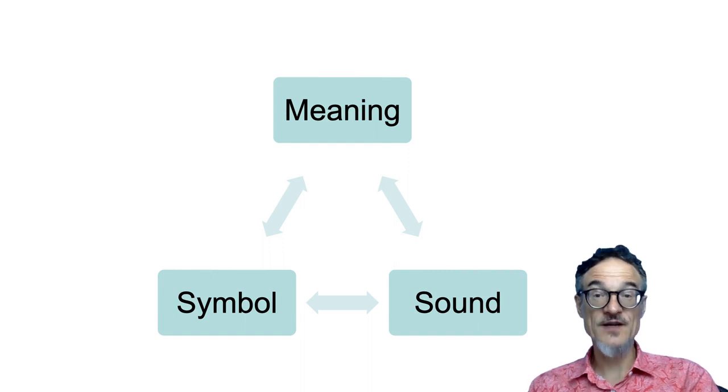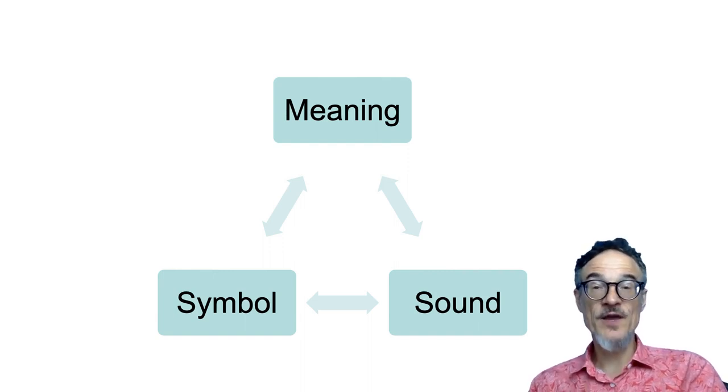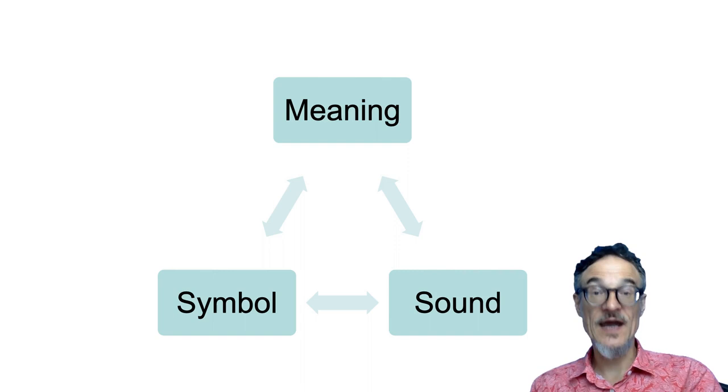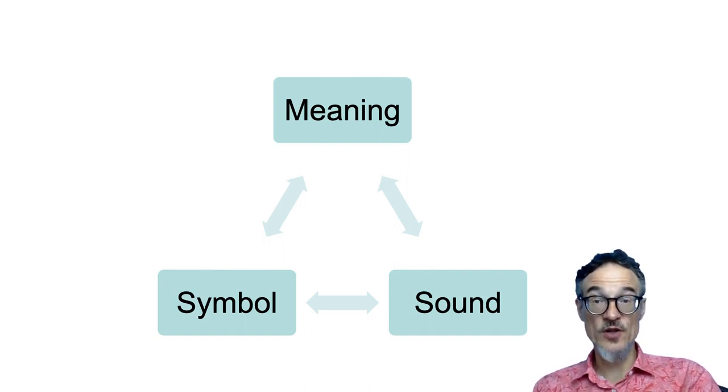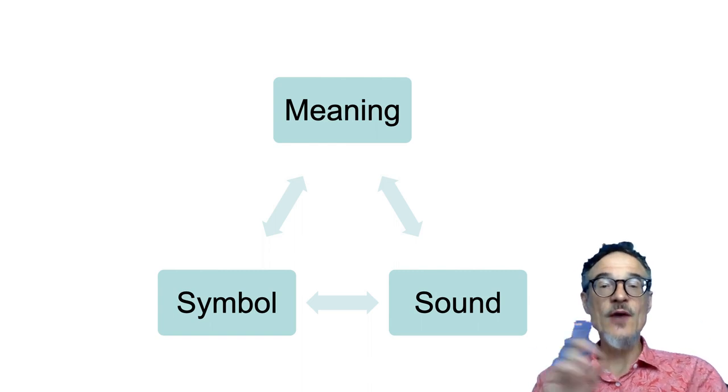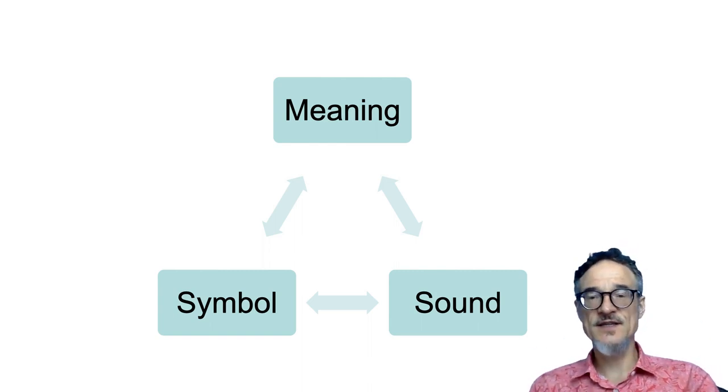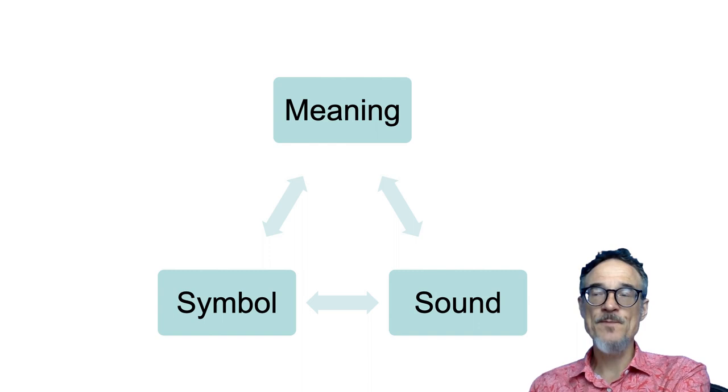They have some kind of connection to the meaning. But the kanji is not the meaning. The kanji is the kanji. The symbol is the symbol. The sound is not the meaning. The sound is the sound. So language is all about this connection between these three things, between the meaning and the symbol and the sound.